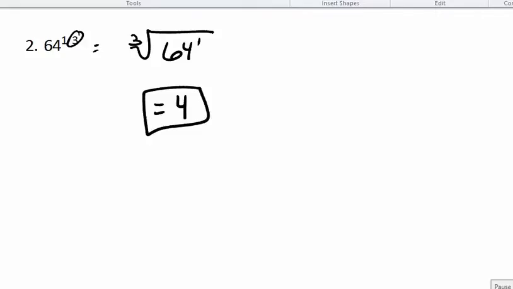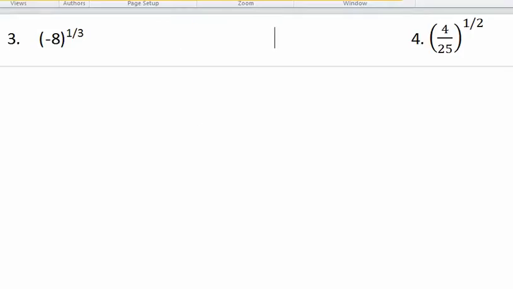Here we have one that's slightly more complicated. We have 64 to the 1/3 power. We're going to change that into radical notation, and I'll put 64 to the 1st power. But this time our index changes a little bit. Our index is 3. So now instead of square root, we're looking for a cube root of 64. So what number times itself 3 times gives us 64? It's going to be 4. Go ahead and pause your video for a minute and see if you can do 3 and 4 by yourselves.